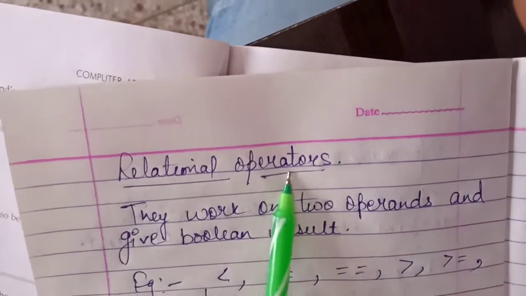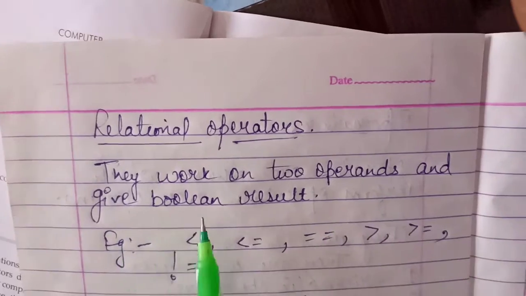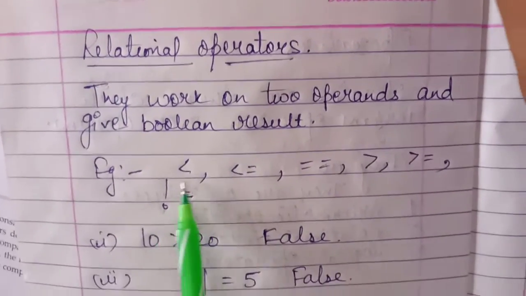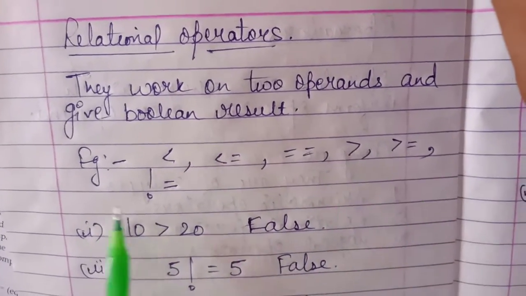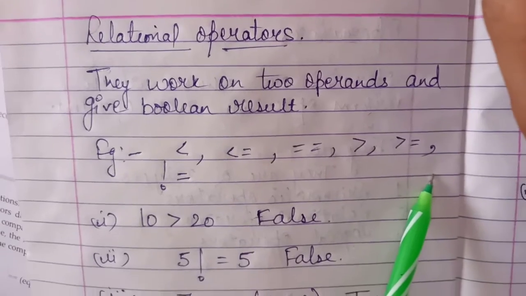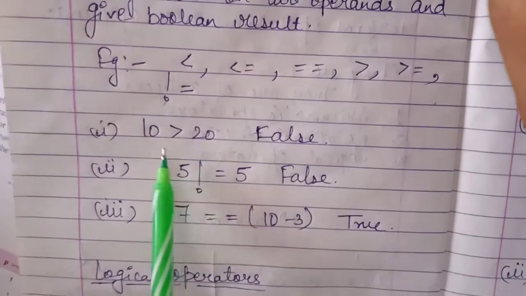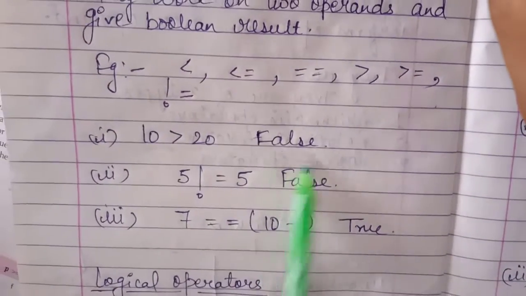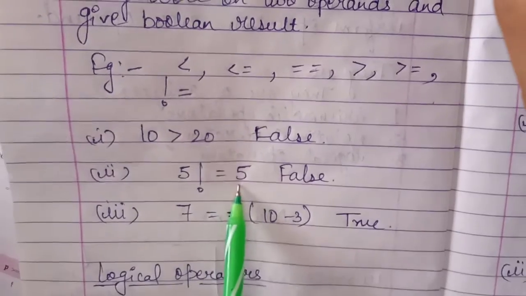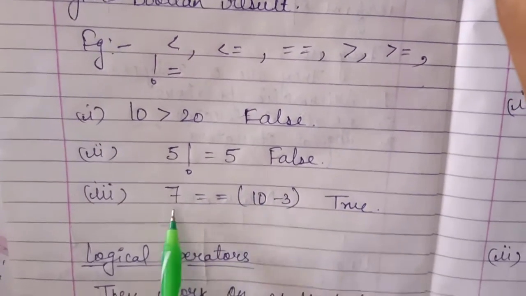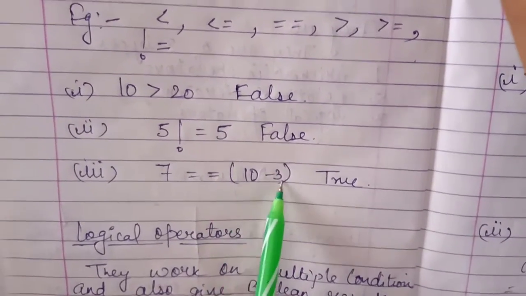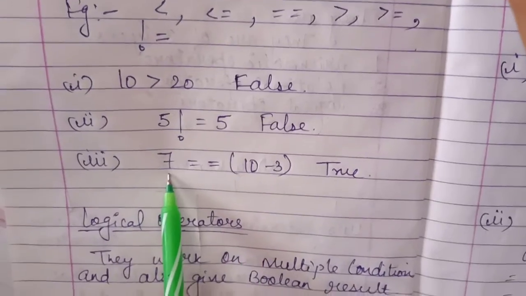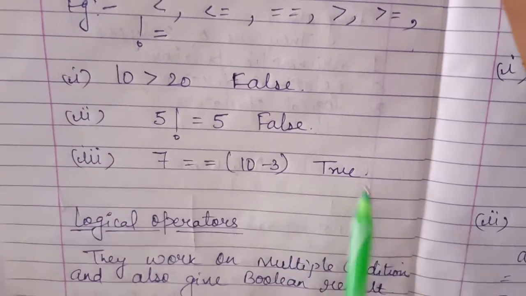Now relational operators, they work on two operands and give Boolean result. You can see here relational operators: less than, less than or equal to, greater than, greater than or equal to, equal to, and not equal to. You can see the example here. 10 is greater than 20, this condition will return false. 5 not equal to 5, it will return false. 7 is equal to 10 minus 3. This is true because 10 minus 3 is 7 and 7 is equal to 7. Therefore, it is returning your true value.